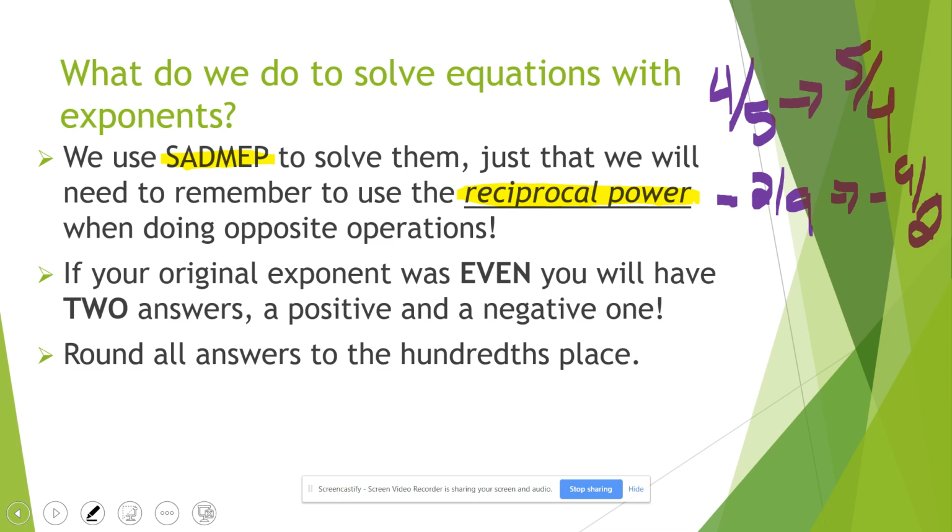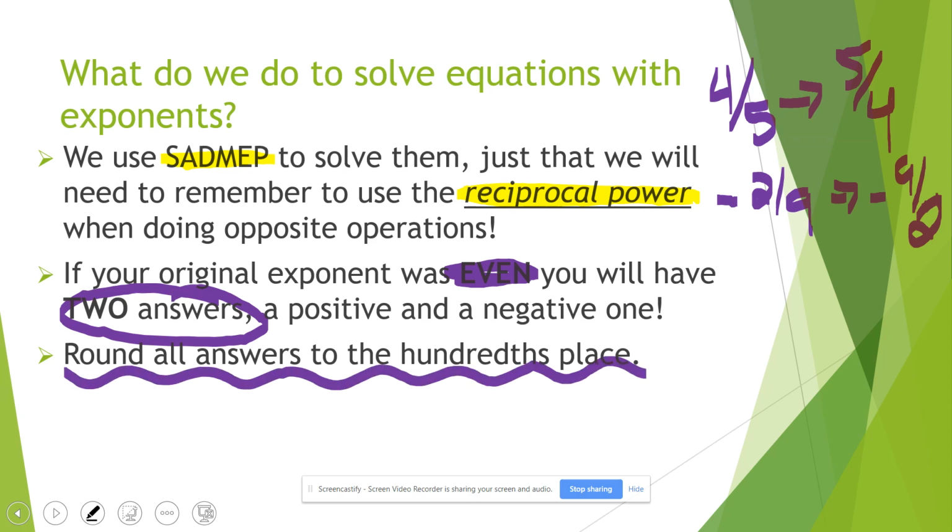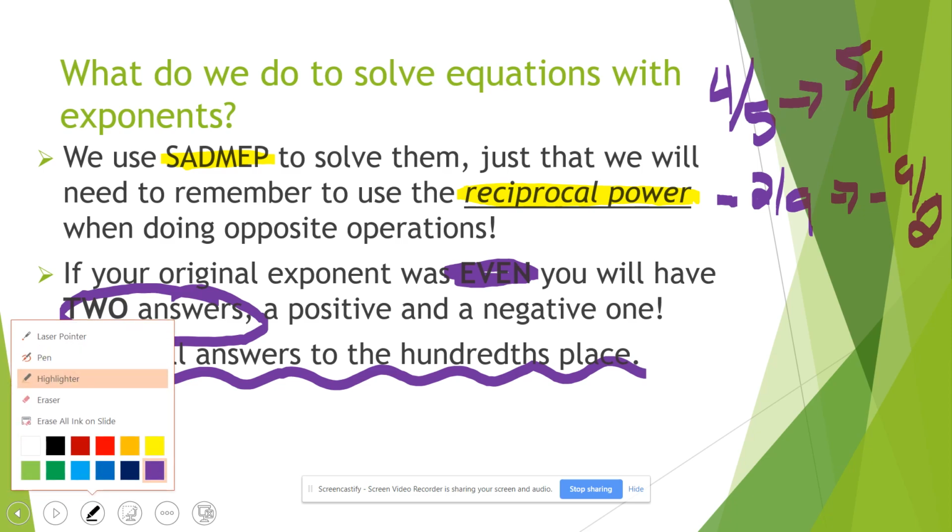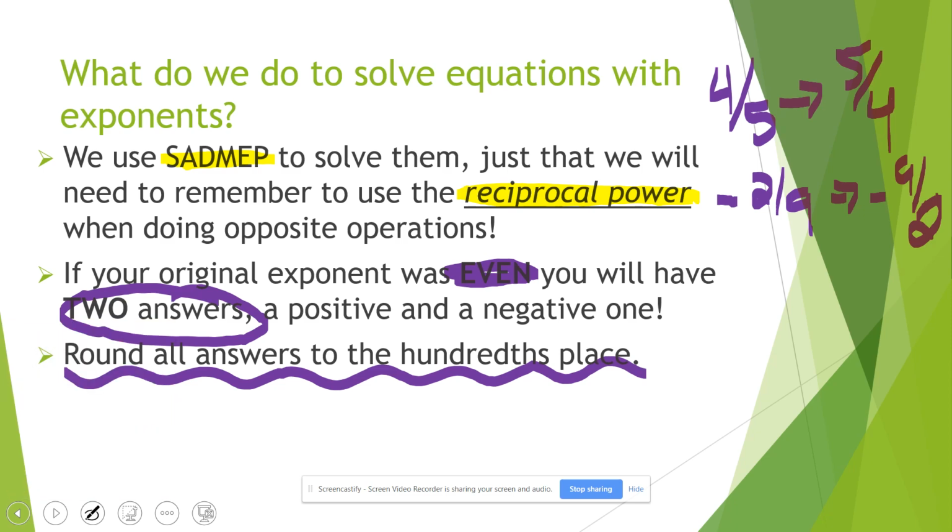If your original exponent, that's the number on top of your fraction, was even, then you have two answers, a positive and a negative one. All right? And then round all answers, unless they tell you otherwise in the directions, to the 100th place. So let's take a look at a couple of problems.